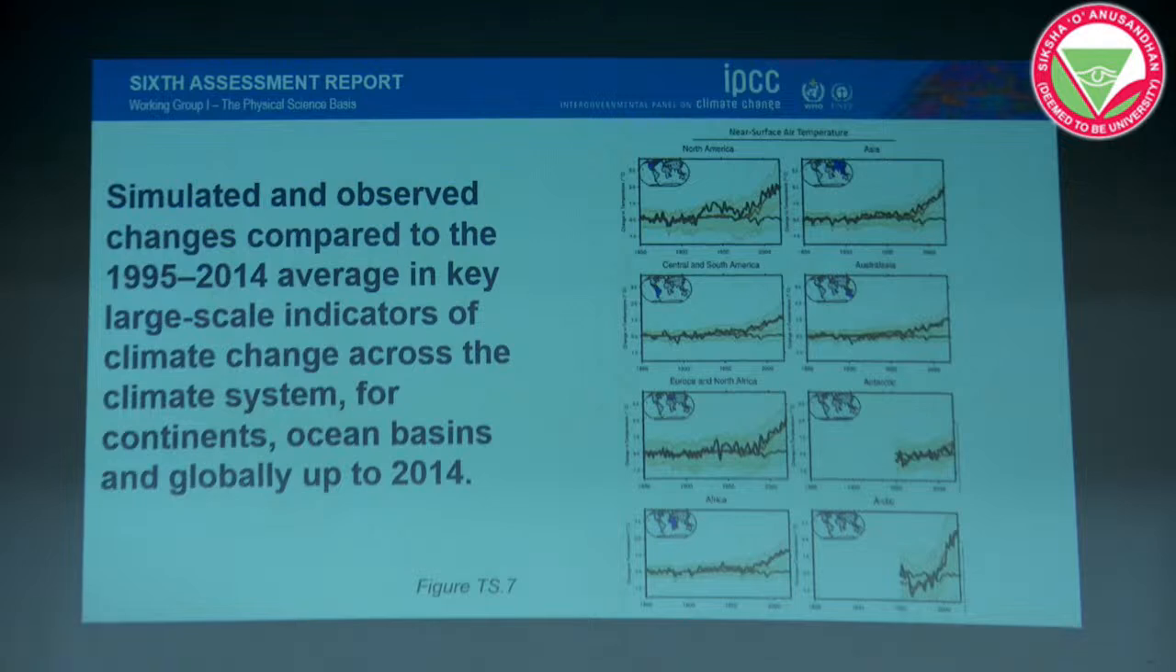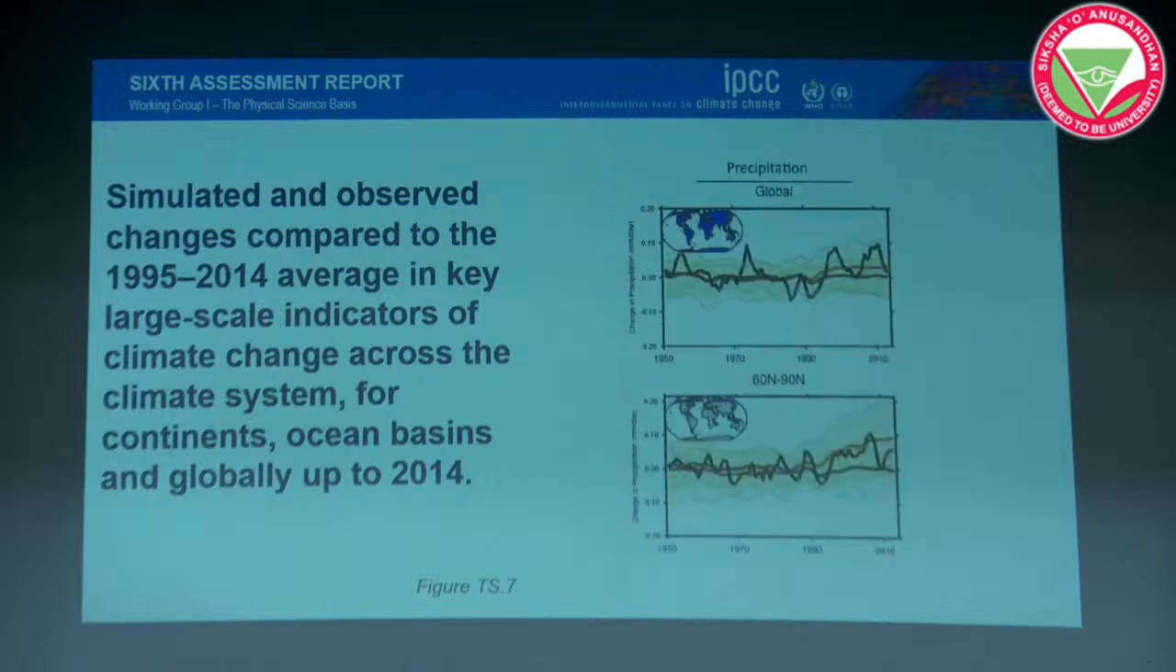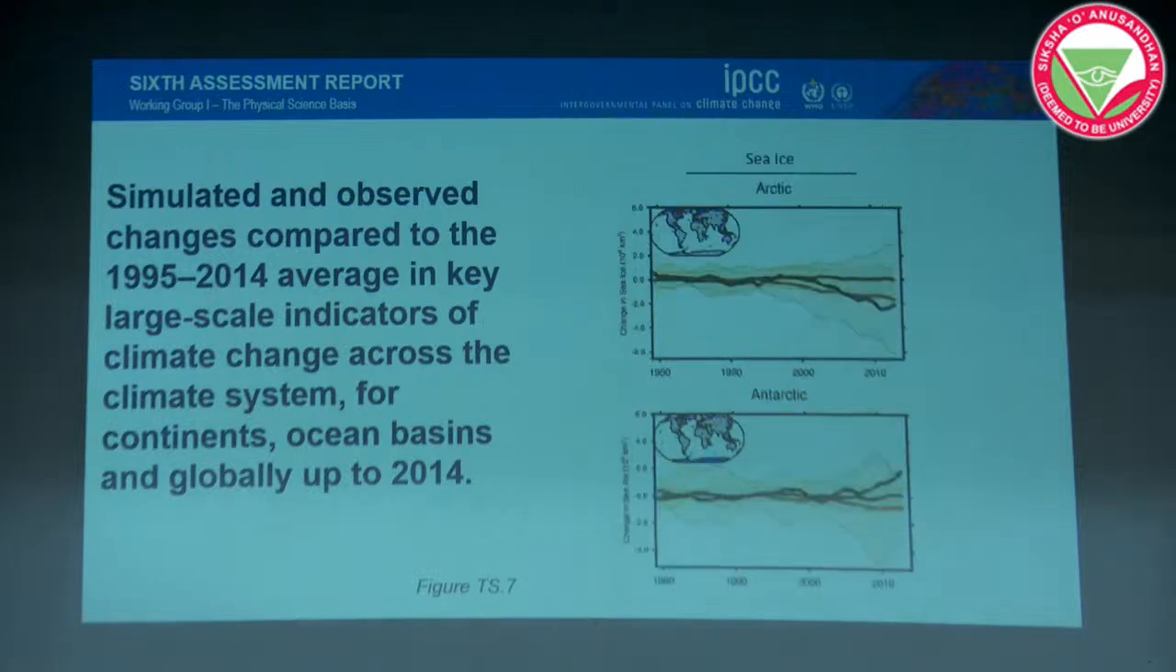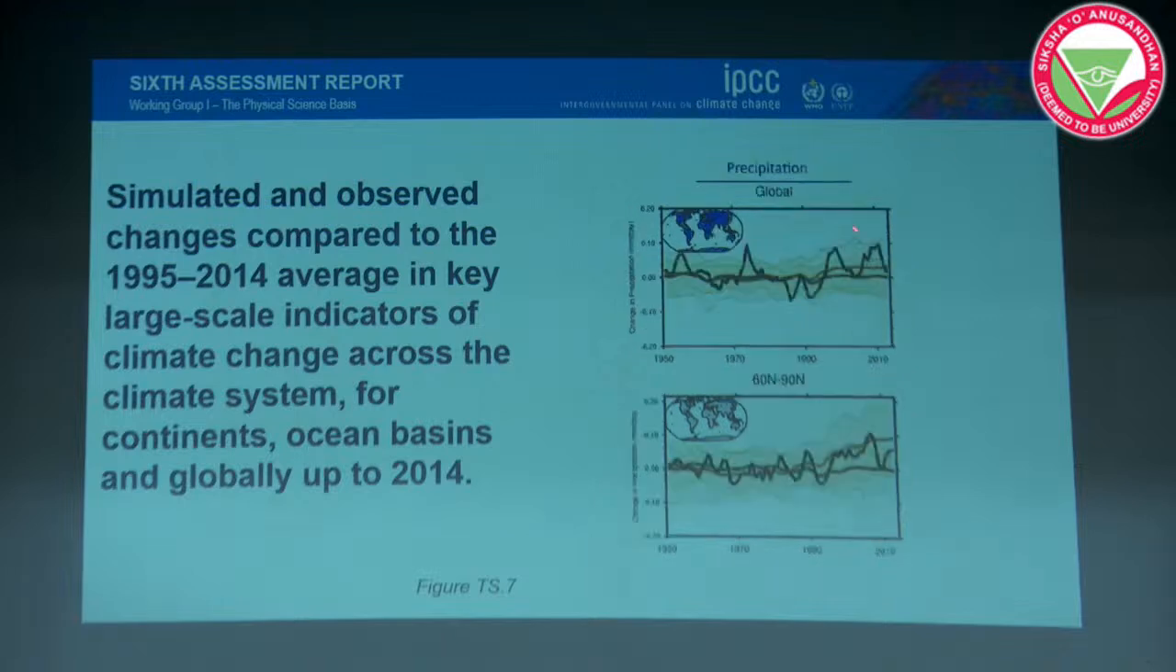It is over the land, over the ocean, over the continents, different areas, different continents are warming. So all the regions in the world are warming. And when you look at the precipitation changes, much of the precipitation increase is happening in the mid-latitudes and higher. This is the precipitation in the 60 to 90 degree band, and this is the global precipitation. Much of the increase in precipitation is in the higher latitudes.